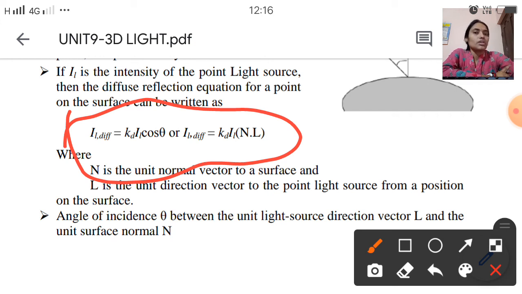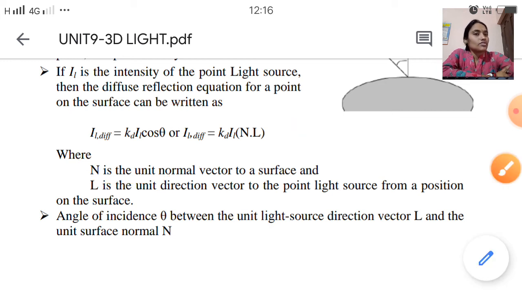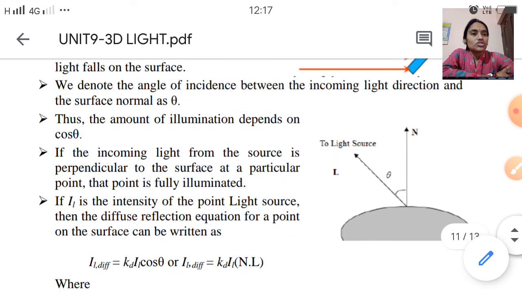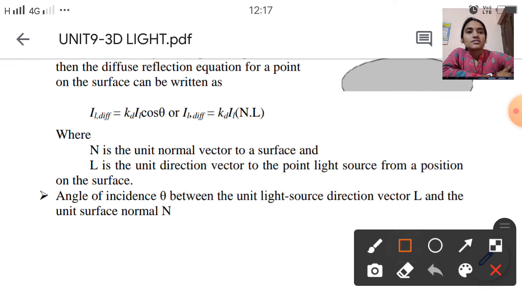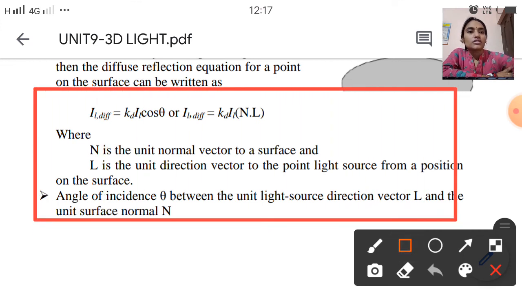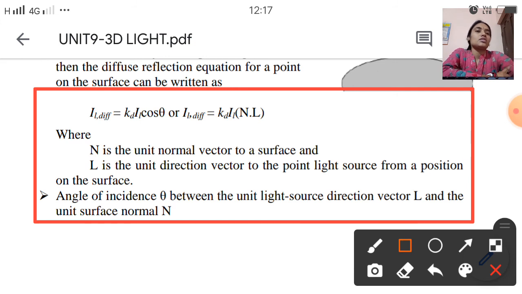Where N is the unit normal vector to the surface, and L is the unit direction vector to the point light source from a position on the surface. The angle of incidence theta is between the unit light source direction vector L and the unit surface normal N. This one is your N, this one is your L, and the angle is theta, this portion. All of you remember this equation and the parameters and why they are used. This is very important.